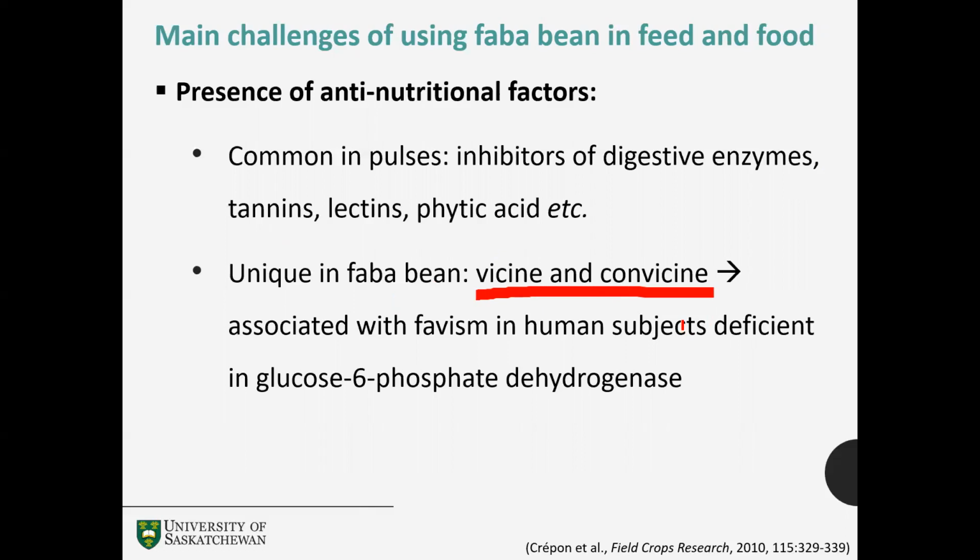Because of the presence of these substances, human subjects deficient in glucose 6-phosphate dehydrogenase, after they ingest the faba bean, will develop a condition called favism. One very typical symptom of this condition is known as acute hemolysis. Because of these severe health issues, the utilization of faba bean in the food, particularly for human consumption, has been hindered.